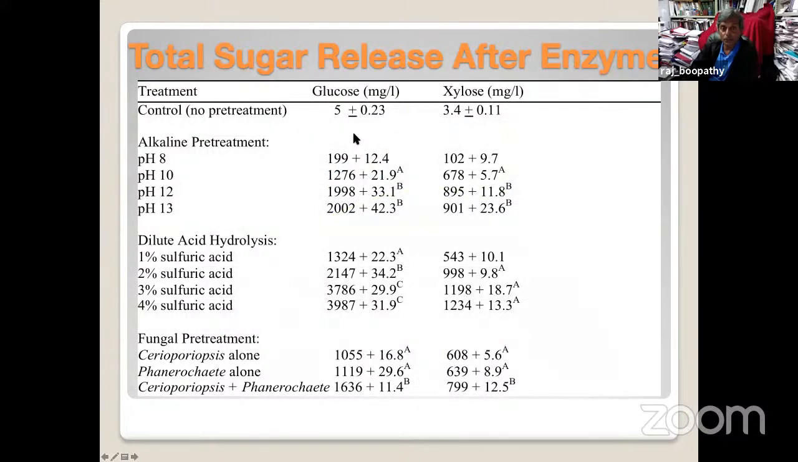And just to show you what amount of glucose we produce in all this, here is your alkaline treatment, here's acid treatment, and here is a fungal treatment. So we produce a statistically significant amount of sugar in all these 3 different pretreatment methods, your glucose yield, your xylose yield, okay?